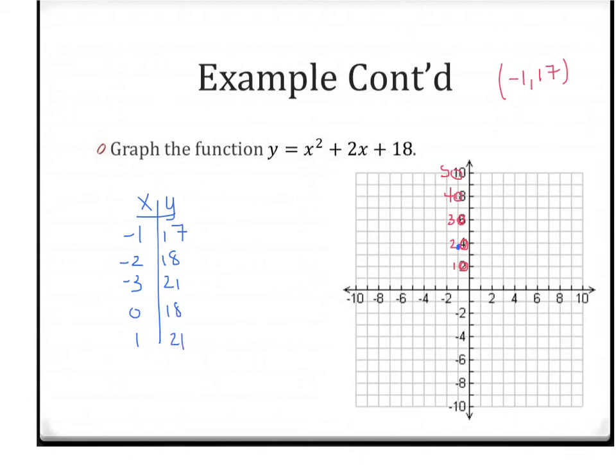I have 21. So this looks like a kind of wider parabola. So at 0 we're at 18, at 1 we're at 21, 18, 21. So it's coming in, down and around like that. There we go. And so having known where the vertex was to begin with should have made it a little easier. Let's take a look at one more.